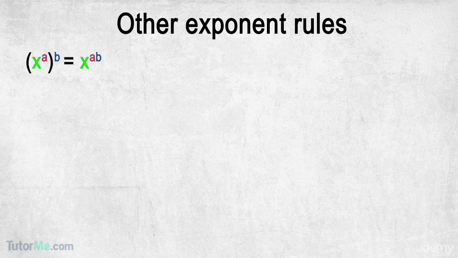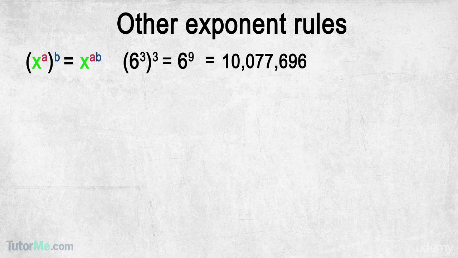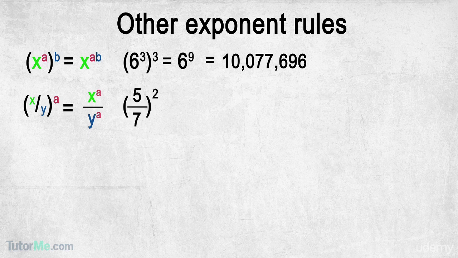When an exponent is raised to another exponent, you multiply the exponents together. For example, 6 raised to the 3rd raised to the 3rd equates to 6 to the 9th, which is the small value of 10,077,696. A fraction raised to an exponent simplifies to both the numerator and denominator raised to the same exponent. For example, 5/7 squared equates to 5 squared over 7 squared, which is 25 over 49.